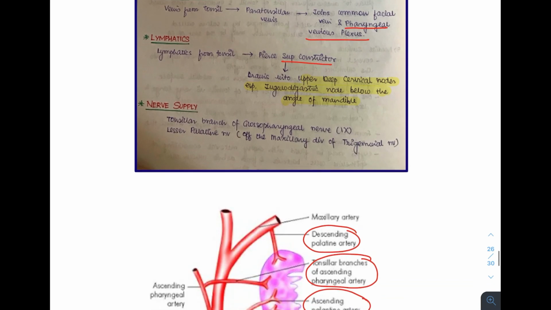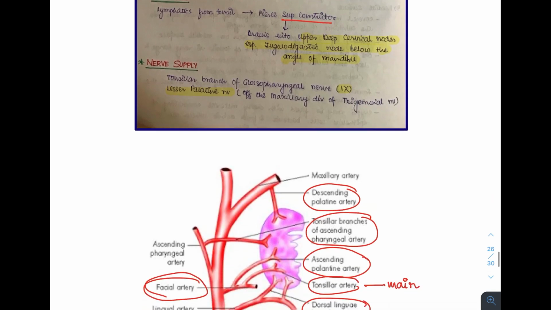When it comes to lymphatics, it pierces the superior constrictor, which is the structure in the tonsillar bed, and then it drains into the upper deep cervical nodes, especially the jugulodigastric node below the angle of mandible. This is extremely important because in cases of tonsillitis, we palpate for the jugulodigastric node just 1 centimeter below and behind the angle of the mandible. This is a very important surface landmark. And lastly, the tonsils are supplied by the tonsillar branch of the glossopharyngeal nerve and also the lesser palatine nerve, which comes off the second division, which is the maxillary division of the trigeminal nerve.